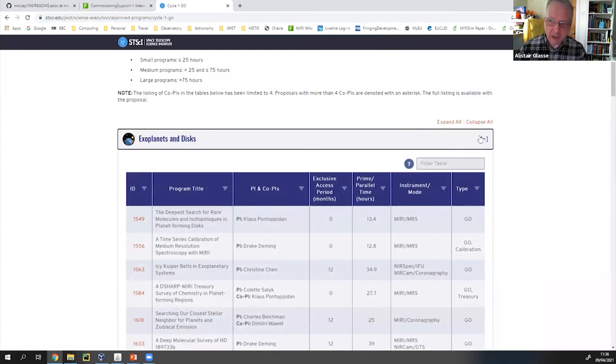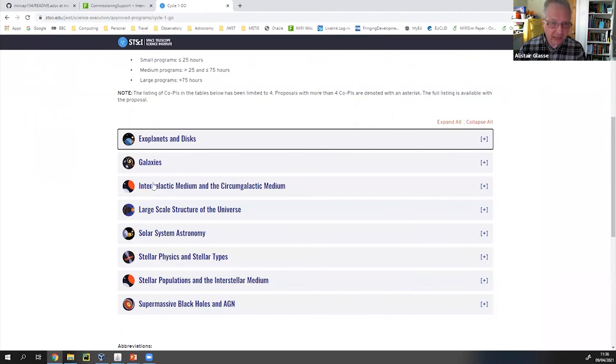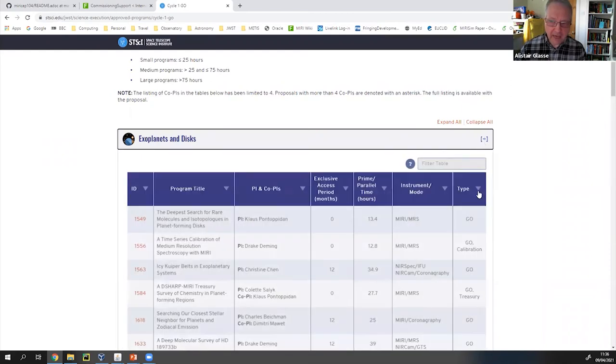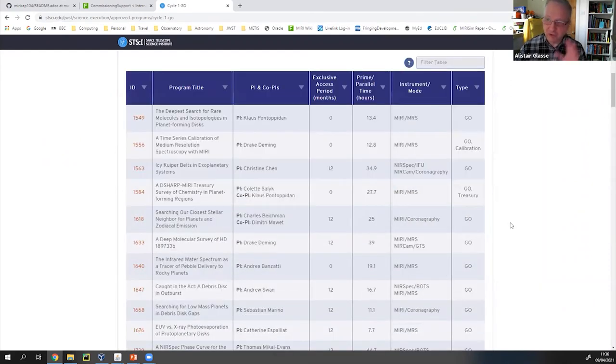And so here you see it's divided up by subject area: exoplanets, galaxies, a bit of solar system in there as well. But in terms of the exoplanets and disks, in some ways the most exciting topic at the moment, very much in fashion in astronomy, you can see the individual observations and what they're aiming to do. You'll see the words molecules, atmosphere, and clouds appear a lot in these planned observations. These have all been allocated time, I should say.